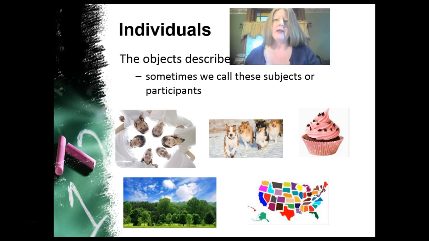So if I were looking at lots and lots of cupcakes, the weights of all the cupcakes would be my individuals. Or maybe I'm looking at the sugar content of each cupcake. Maybe I'm looking at all the different states and I'm looking at the average income of each state or the median income of each state. So the states would be my individuals. So individuals could be a collection of things. But again, each thing that you're collecting data from, that would be your individual.